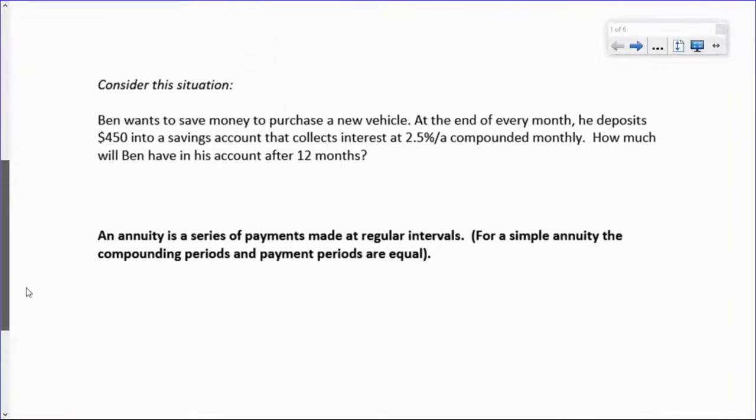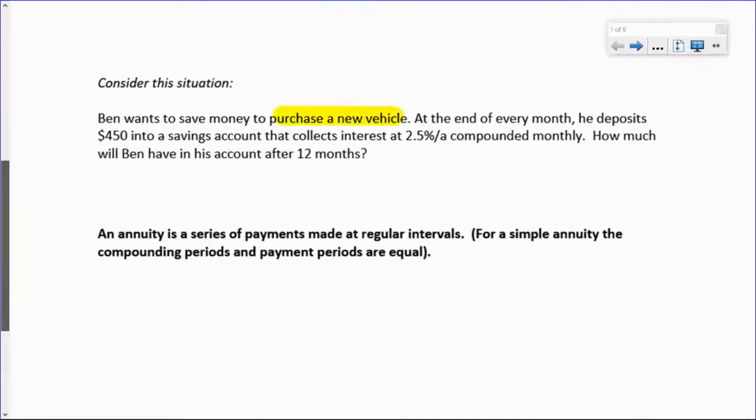In this situation, Ben still wants to purchase a new vehicle, and he still has a year to save for it. But instead of having $5,000, at the end of every month, he's going to deposit $450 into a savings account that pays interest, again, at 2.5% compounded monthly. The question is, how much will he have in his account after 12 months? Notice how different this is from the compound interest example. This is a series of payments, $450 every month, and that's an example of an annuity.